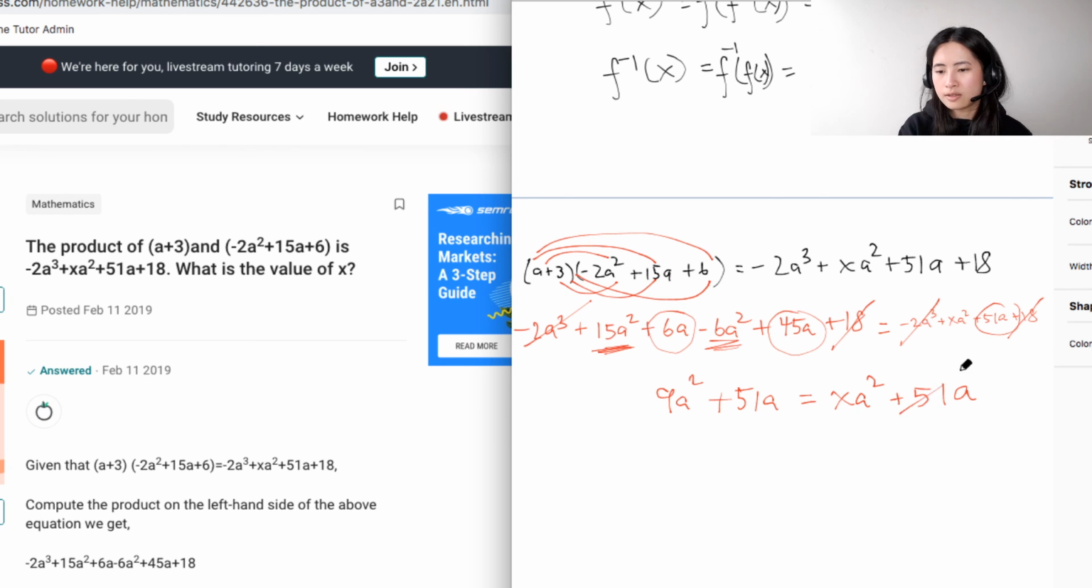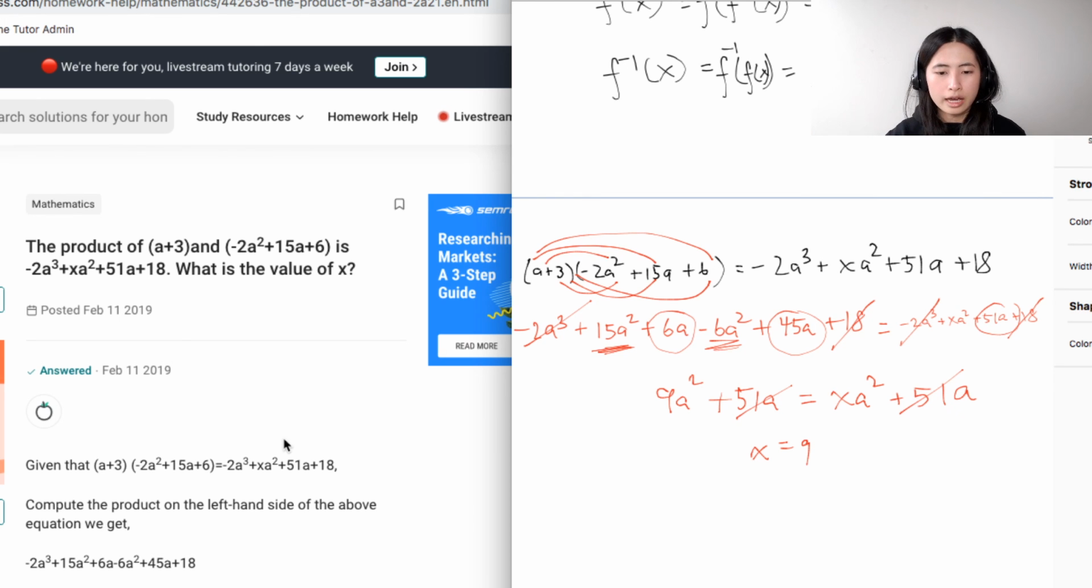So as you can see, this 51a can also cancel out and result to 0 because they're both positive. And moving this to the opposite side would just turn it into negative 51a, so that just cancels out, right? Because it's 0. And then you get to this point where you have a squared over here, so that means x must be 9. So that's why you know that the value of x is 9.